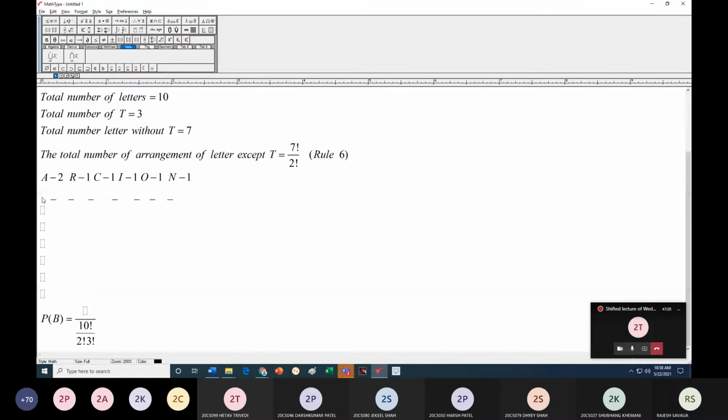Next, now you are going to put T between these letters. Remember, these are your letters. Between these letters, so that no two T's occur together.